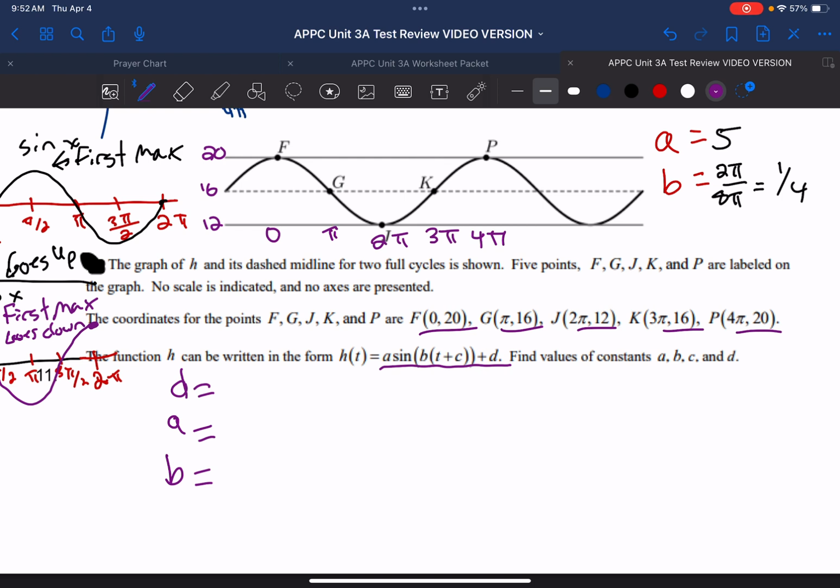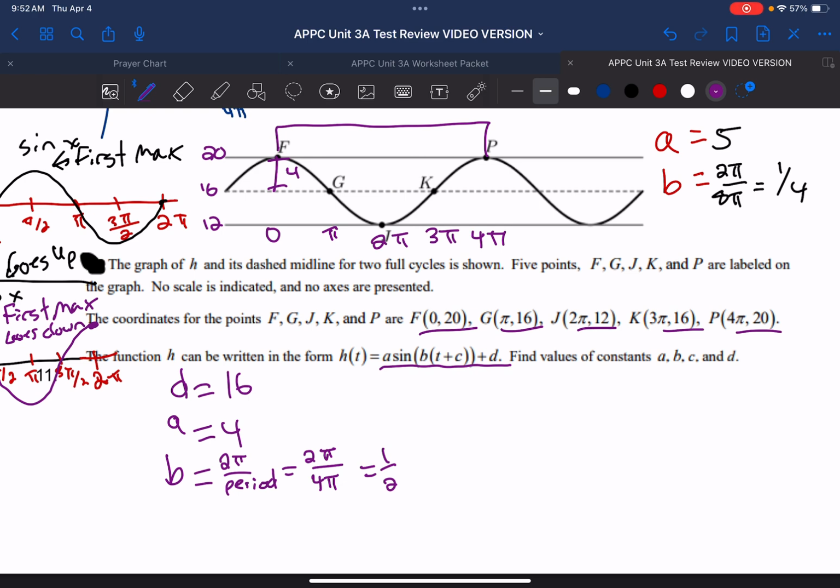So here, D is my midline, which is at 16. Amplitude is the distance here from my midline to the max or min, which is 4. And my B is 2 pi over period, as always. My period here is from max to max, which is 4 pi. So 2 pi over 4 pi, which simplifies to 1/2.